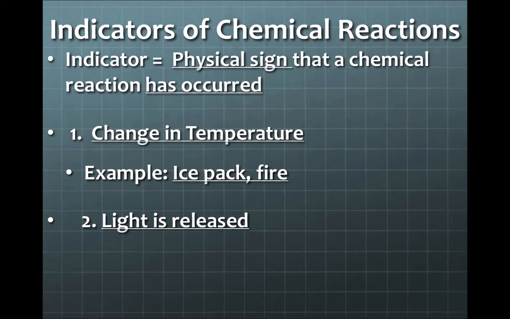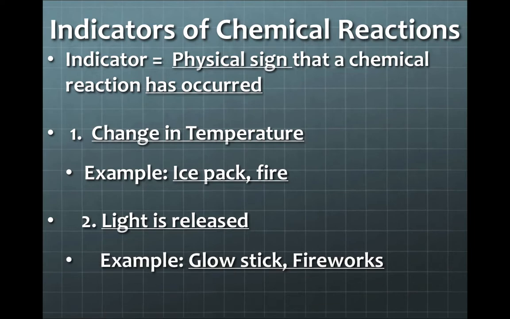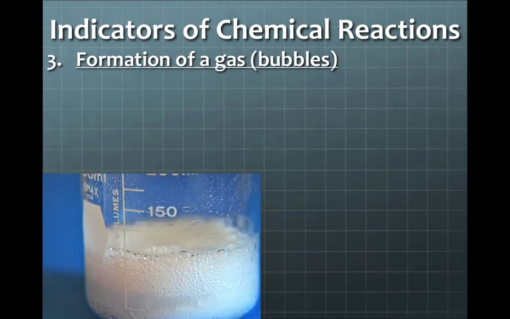Second one is light is released. For example, when you crack a glow stick, the chemicals mix, creating a chemical reaction, and release light. Or a lightning bug. Summer's going to be starting soon, you'll start seeing lightning bugs out. They do something called bioluminescence. They mix some chemicals which generate some light. Fireworks, same thing. Any kind of light getting released.